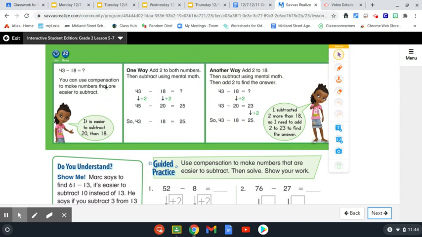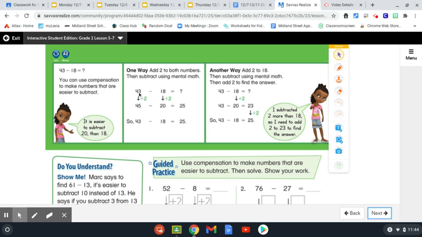It is called compensation. You can use compensation to make numbers that are easier to subtract. It's easier to subtract 20 than 18. One way, add 2 to both numbers, then subtract using mental math.